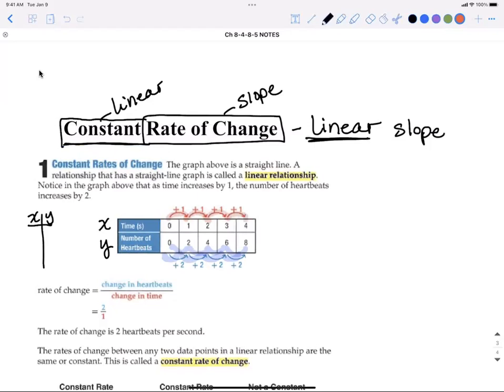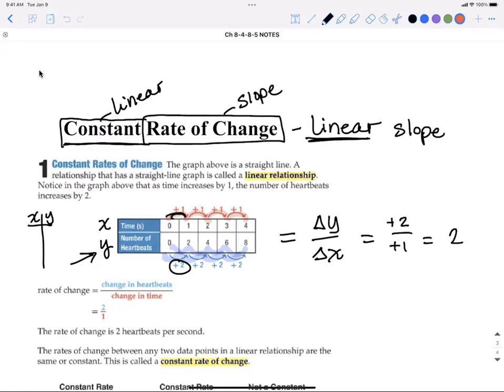So if we were to write the rate of change for this, remember it's the change in Y over the change in X. So even though Y's are on the bottom of the chart, the change in Y goes on the top of your slope. So it's right here, a +2 change in your Y. And then your change in X is right here, which was a +1. And we know that +2 over +1 reduces to 2. So our rate of change for this example is a 2.